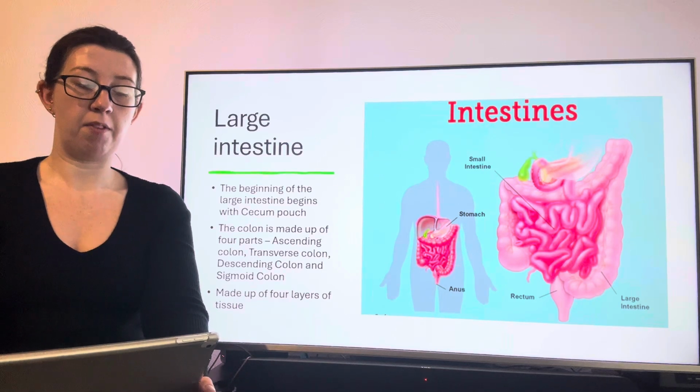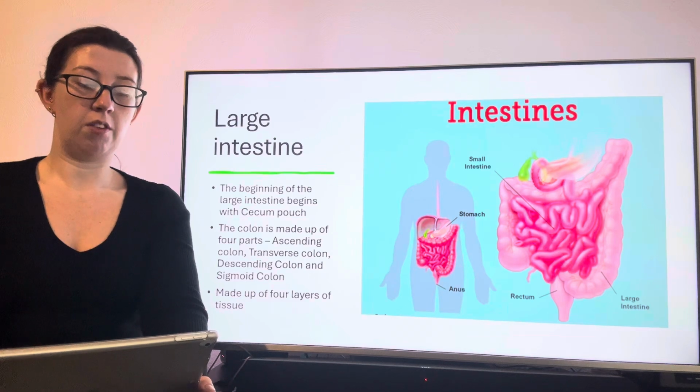The colon is made up of 4 parts: the ascending colon, transverse colon, descending colon, and sigmoid colon.